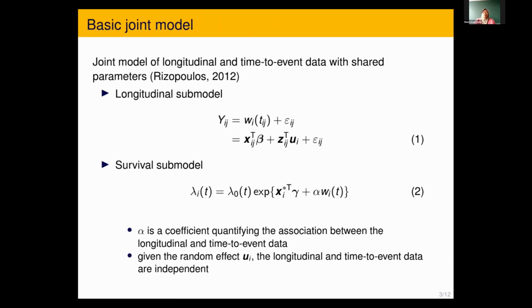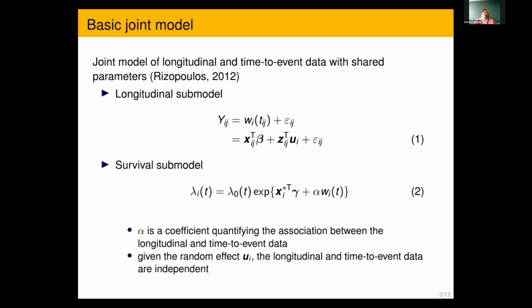And this is the basic joint model of longitudinal and time to event data with shared parameters from Rizopoulos. So in joint model, both the longitudinal and time to event responses are modeled separately into submodels. For the longitudinal submodel, it usually uses linear mixed effect model, and for the survival submodel, it uses Cox model.